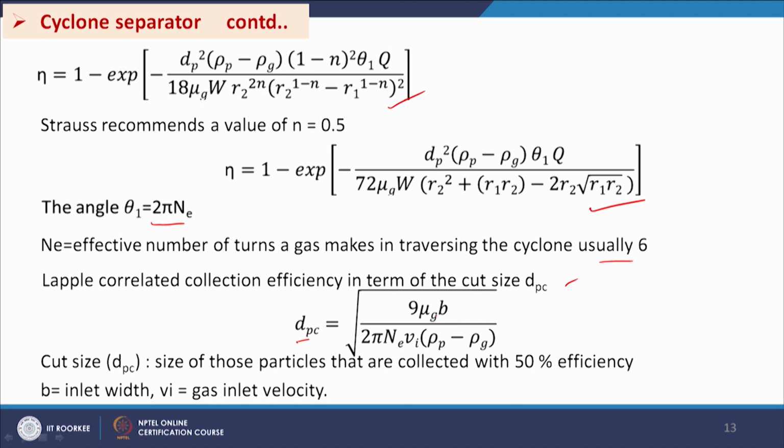is the root of 9 mu g b divided by 2 pi n e V I into rho p minus rho g, where dpc is the cut size or cut diameter, the size of those particles that are collected with 50% efficiency. b is equal to the inlet width and V I is the inlet gas velocity.